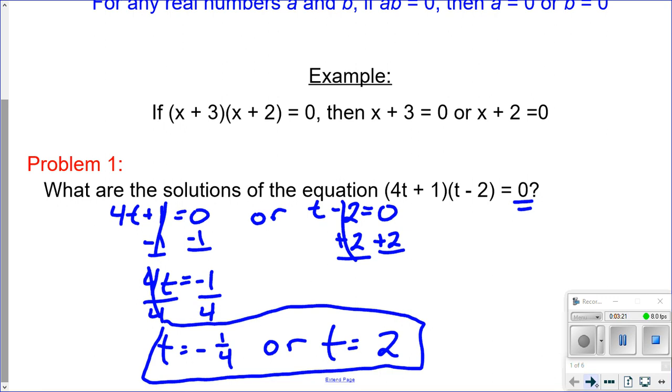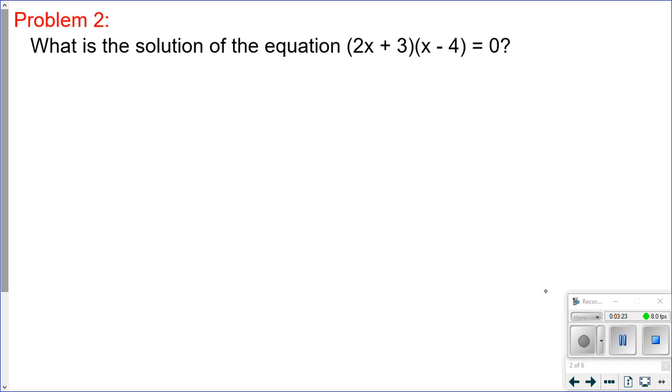All right, so let's look at another problem like this. All right, so this one's basically the same setup. So either 2x plus 3 equals 0, or x minus 4 is equal to 0. So the zero product property says one of these has to be equal to 0 for the product to be equal to 0, at least one of them.